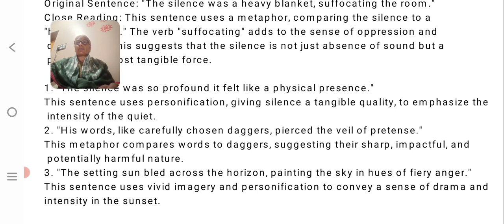Dear students, I hope you have understood this reading analysis technique called close reading. Please go through these sentences and identify the figures of speech, how the text is constructed, how its structure is formed, how the author has chosen words carefully to communicate certain feelings or emotions.